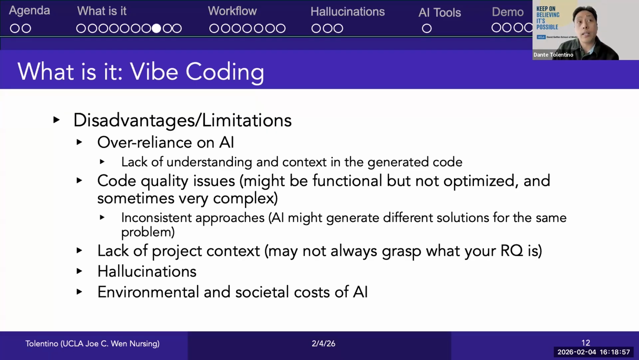And I would say that statistical knowledge still remains essential in this process. You should never use a statistical method or analysis that you have no knowledge of. Another issue with vibe coding is code quality issues. What I mean by that is that many of the generated codes may be functional, but may not be optimized.